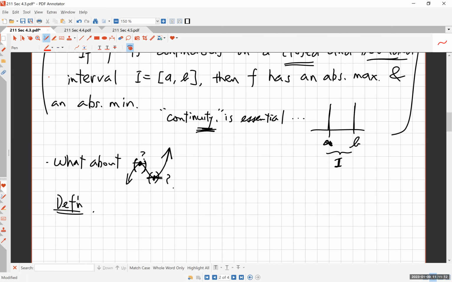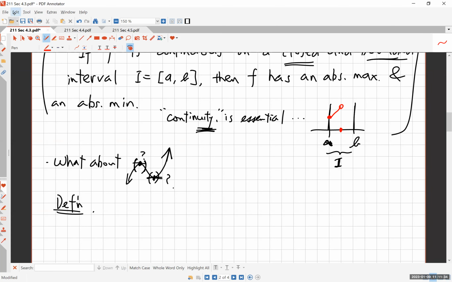Maybe it's a good time to go back to this continuity. If you drop the continuity requirement, can you find a non-continuous function defined on the closed and bounded interval from A to B, such that it has no absolute maximum or absolute minimum? And the answer is yes, you can do this, for instance.